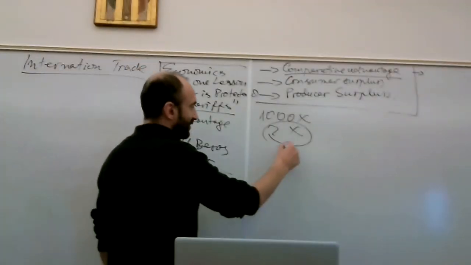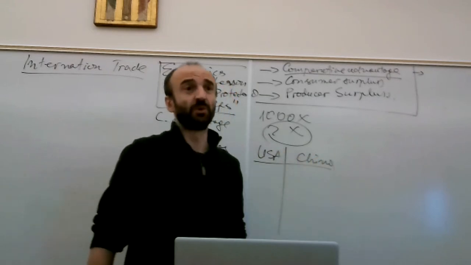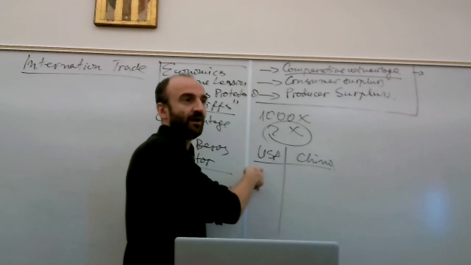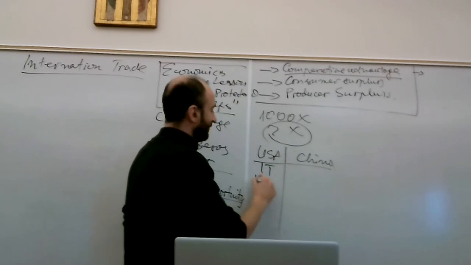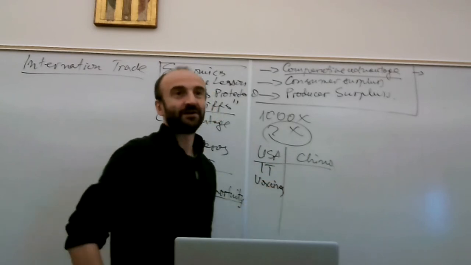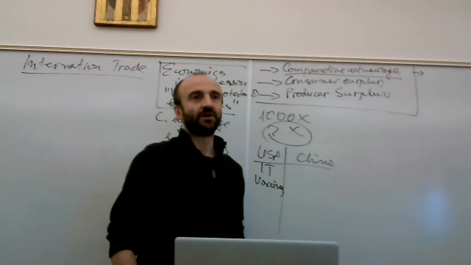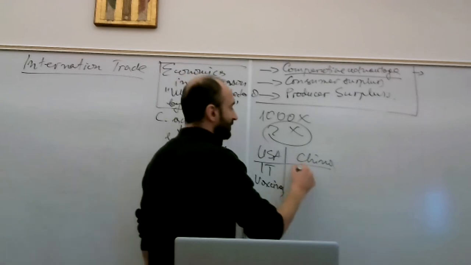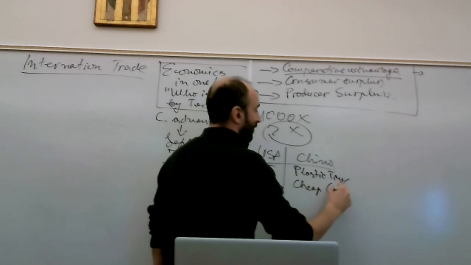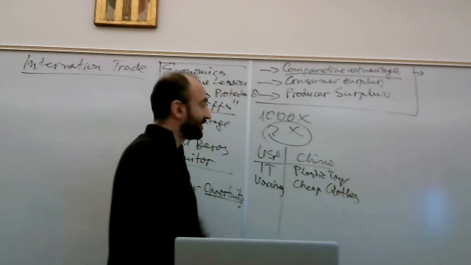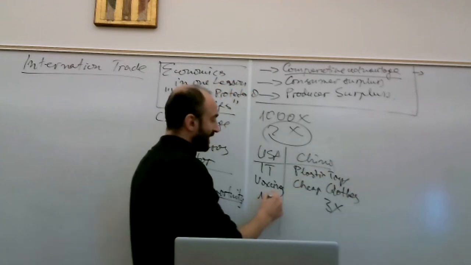So imagine a very simple model: USA here, China here, with just two goods produced by Americans and two goods produced by Chinese, and ignore everything else. Let's say IT products and coronavirus vaccines. All of them require a very high level of research and development, sophistication, and knowledge. And here you have plastic toys and cheap clothes. And let's say that Americans are three times better in making these, and 100 times better in making these.